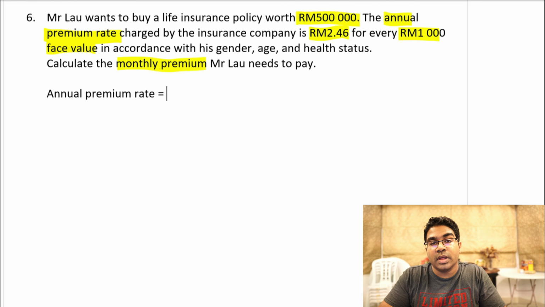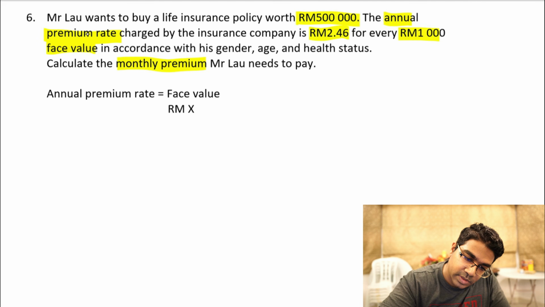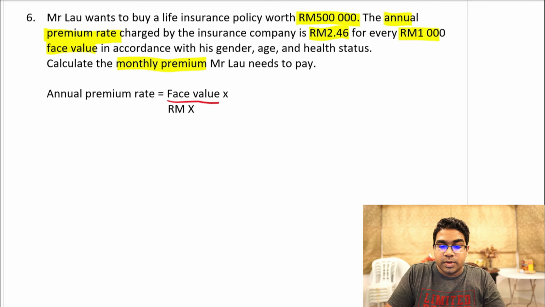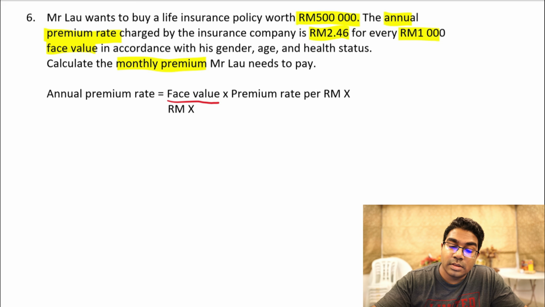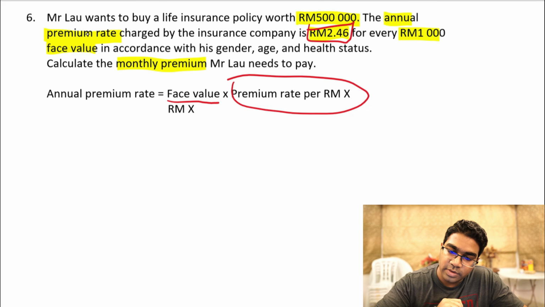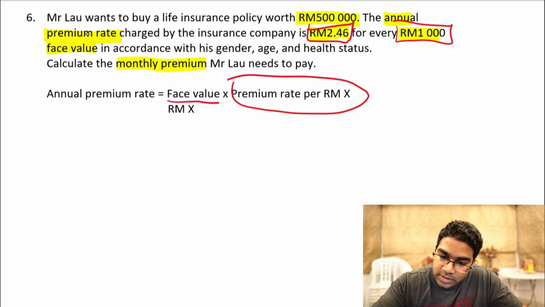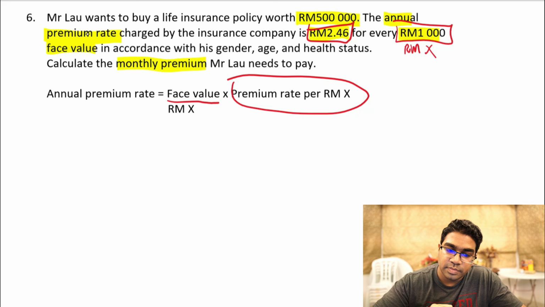is equals to the face value divided by X ringgit. I will explain what X ringgit is. Divided by X ringgit multiplied with the premium rate per RMX. So the premium rate per RMX is 2 ringgit and 46 cents. This is the premium rate for every 1,000 ringgit. So this is RMX. And so first we need to find how many RMXs there are from the face value.